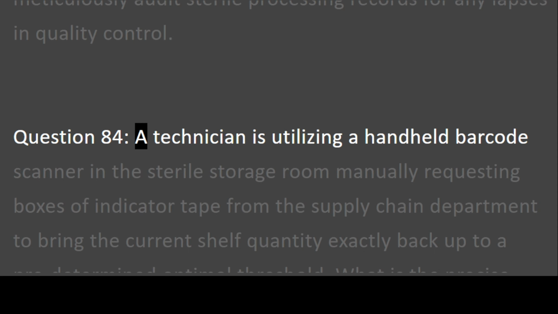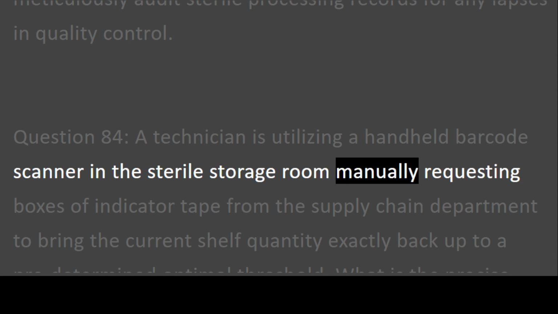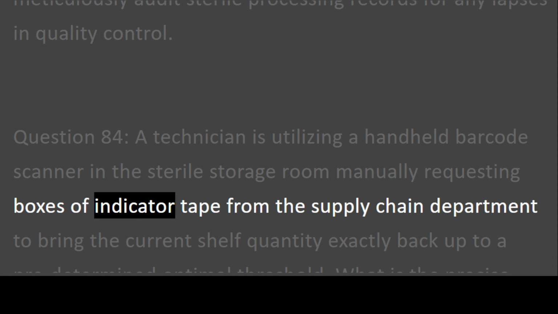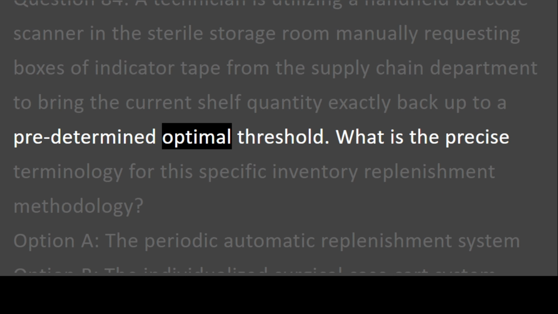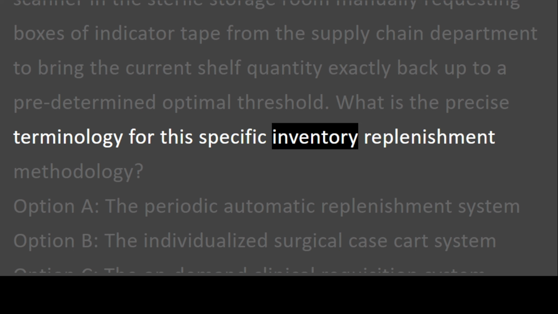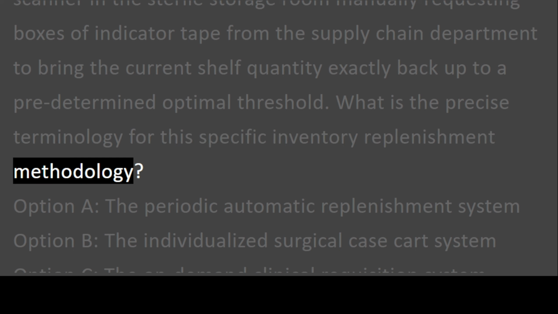Question 84. A technician is utilizing a handheld barcode scanner in the sterile storage room, manually requesting boxes of indicator tape from the supply chain department to bring the current shelf quantity exactly back up to a predetermined optimal threshold. What is the precise terminology for this specific inventory replenishment methodology?